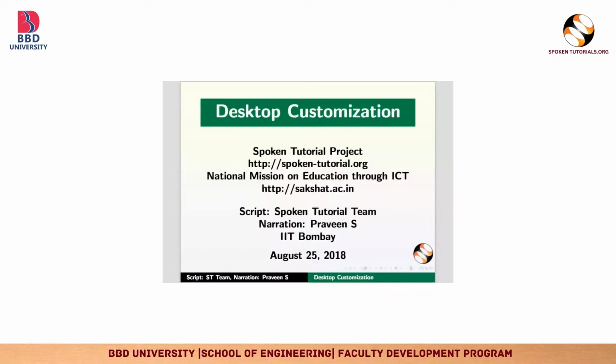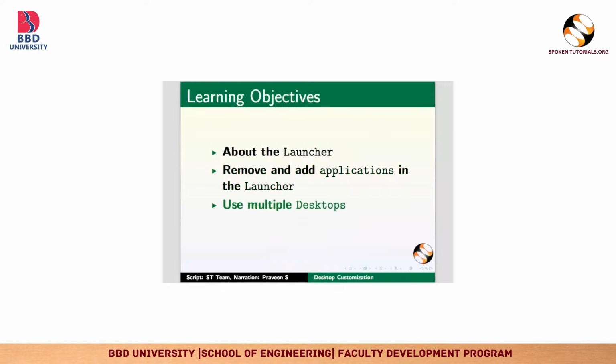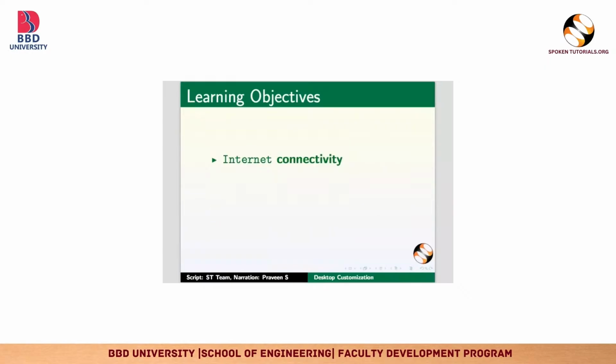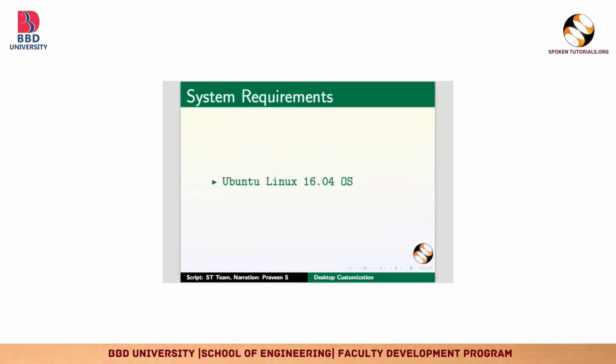Hello and welcome to this spoken tutorial on desktop customization in Ubuntu Linux 16.04 operating system. In this tutorial, we will learn about the launcher and how to remove and add applications in the launcher, use multiple desktops, change the theme of the desktop, internet connectivity, sound settings, time and date settings, and switch to other user accounts. For this tutorial, I am using Ubuntu Linux 16.04 operating system.